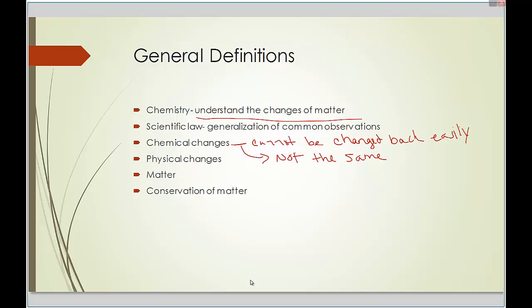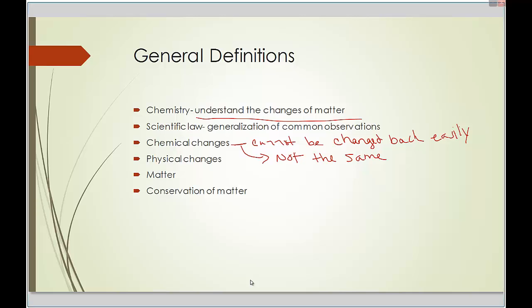Another example would be like a piece of paper. If you burn a piece of paper, it's not considered a piece of paper anymore. It's not considered ash. It's not the same thing. You cannot change it back into a piece of paper. That's a chemical change. Whereas if you take a piece of paper and rip it in half, it's still considered paper. They're just smaller pieces of paper. So therefore, because it's still considered the same thing, that's a physical change. That's not a chemical change.